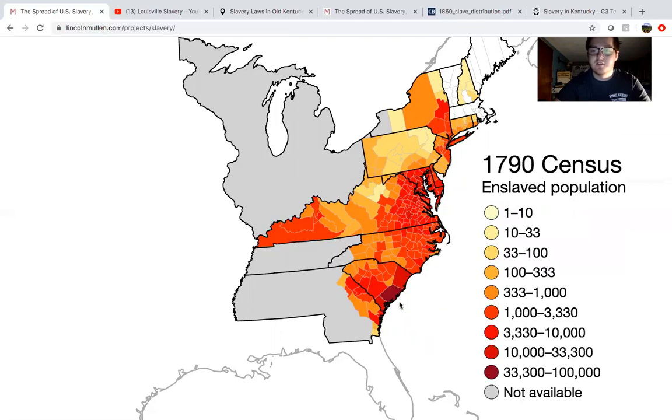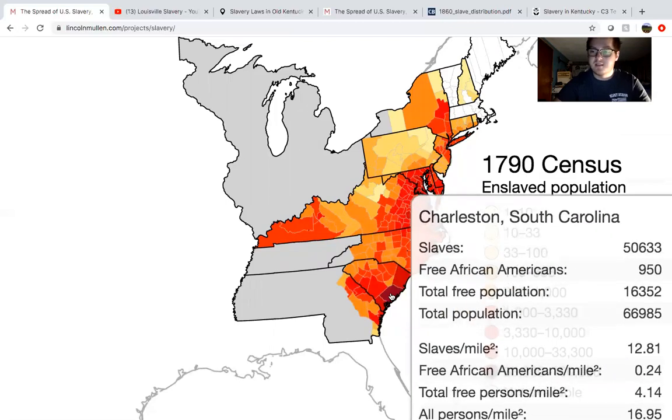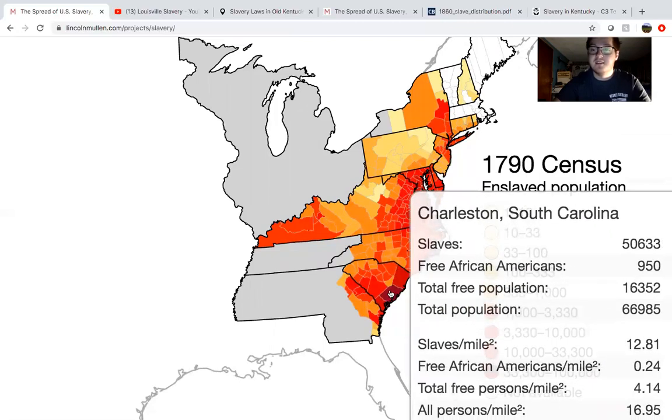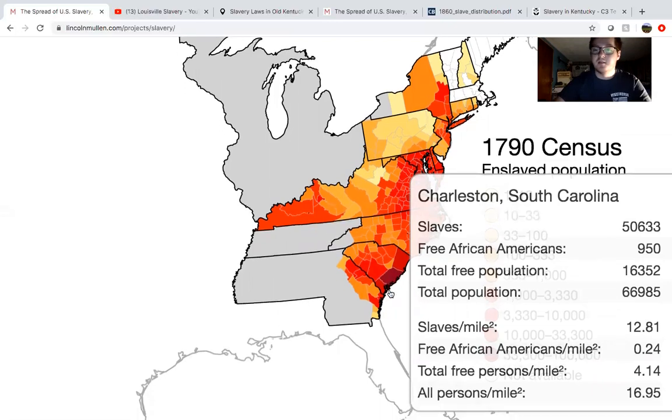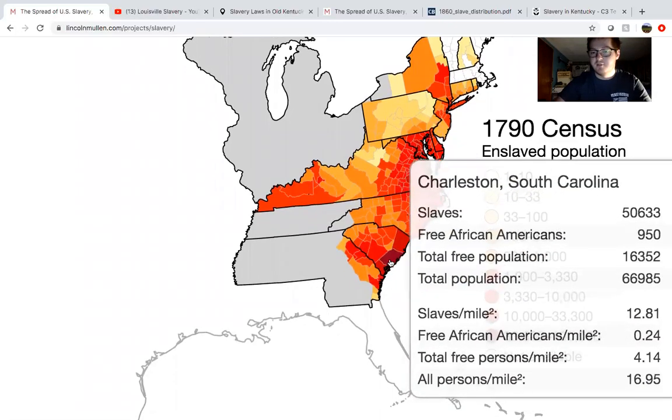Let's just go to this dark red county. Charleston, South Carolina, 50,000 slaves. There's only 950 free. It also has the total population. So you can hover over each little county, territory, and see the population. It actually has slaves per a quarter mile, 12.81 slaves. The free African Americans per quarter mile, total free persons, and then all persons.